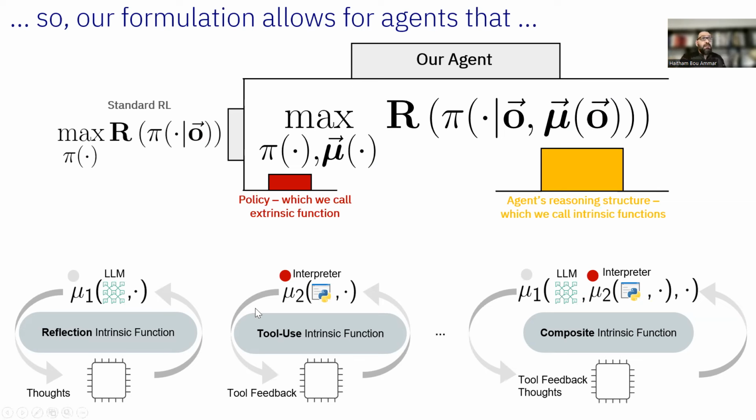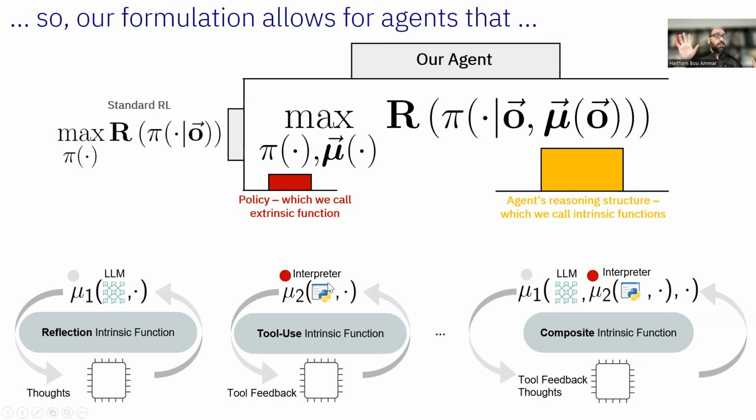Or this intrinsic function could be a tool usage intrinsic function. It could take a Python interpreter as input and the memory, and then it can give me some feedback from the tool, which is stored in the memory, and change the state of the memory. So those intrinsic functions are very flexible. They could be practically anything you want that acts on the memory of the agent. They could take different inputs, like here a large language model, an interpreter, and so forth.